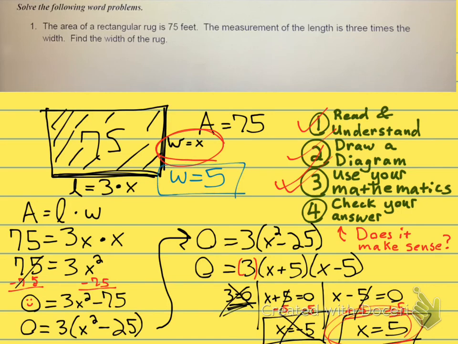Now let's go back and read the problem. What are they asking for? Find the width of the rug. Well, guess what? I just found it. The width is 5. Okay, I'm done.